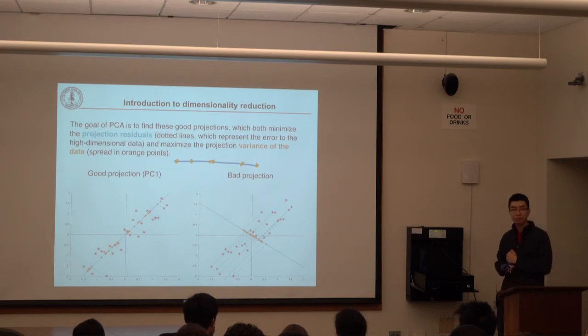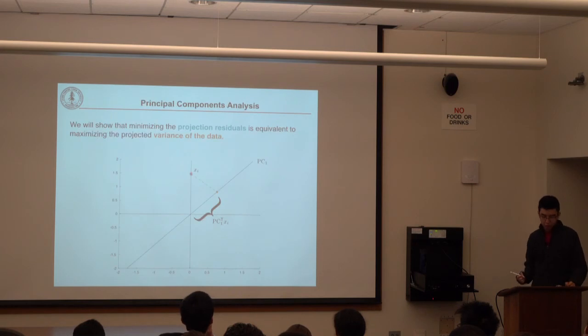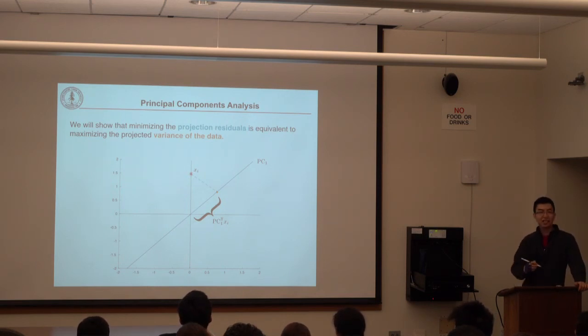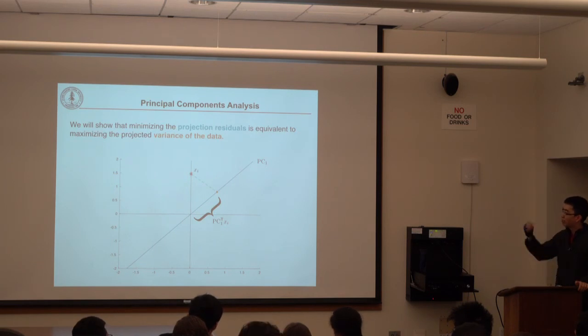All right. And so principal components analysis is a way to find these really good axes. And what we're going to show is that these two objectives that we had, of minimizing the projection residuals, is actually the exact same objective as maximizing the projected variance in the data. All right. And so what we can do is we can start to formulate this.